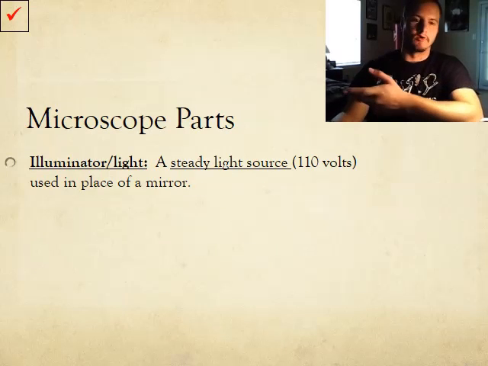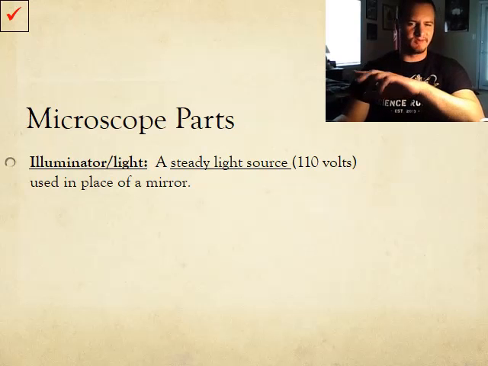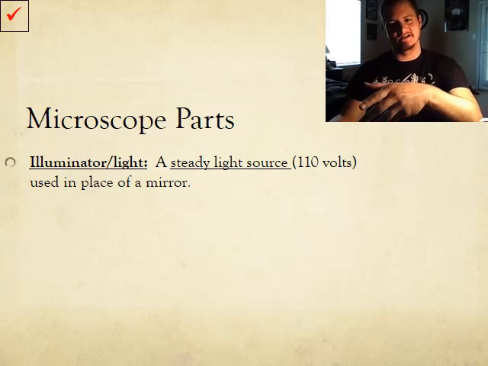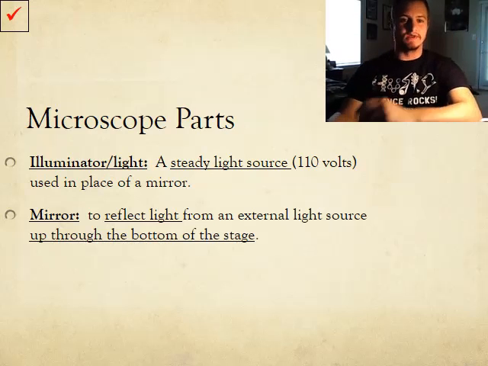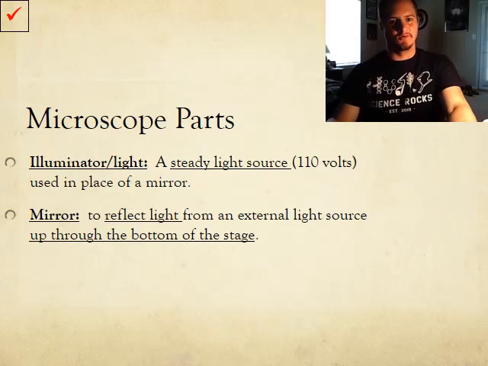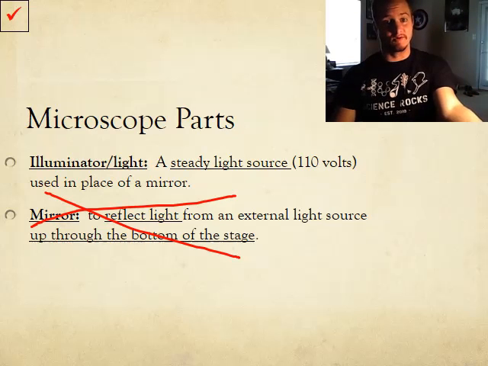So continuing with some more parts, we've got the illuminator, or the light. It's a steady light source, normally about 110 volts, used in place of a mirror. Like I said, back in the day we used to use mirrors, but now we have the technology that we don't need to. We have the mirror, which is used to reflect light from the external light source up to the bottom of the stage. You guys don't really have to worry about that, because we don't use the mirror anymore, in most cases.